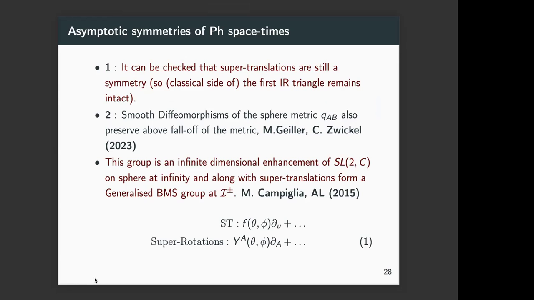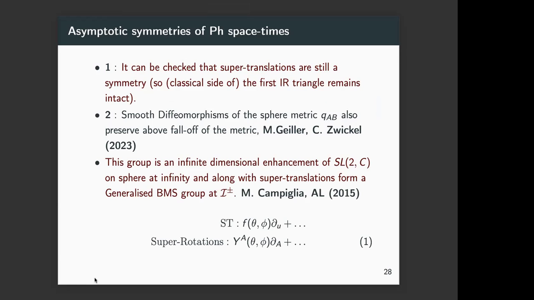One nice immediate respite is that supertranslations, or the BMS symmetries, are still symmetries of the spacetime. I mean, if you start with a spacetime which has this log mode in the metric, it will not be violated if you apply a supertranslation. Which means that the first triangle, or at least the classical side of the first triangle that we discussed, is not going to be touched by this violation of peeling.